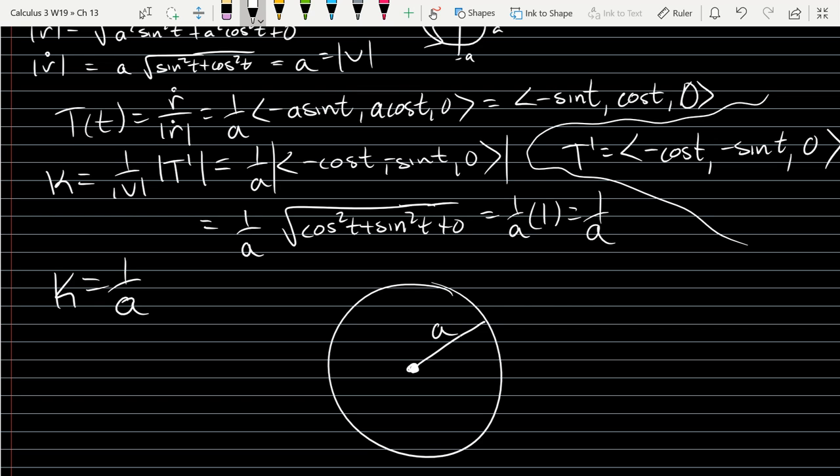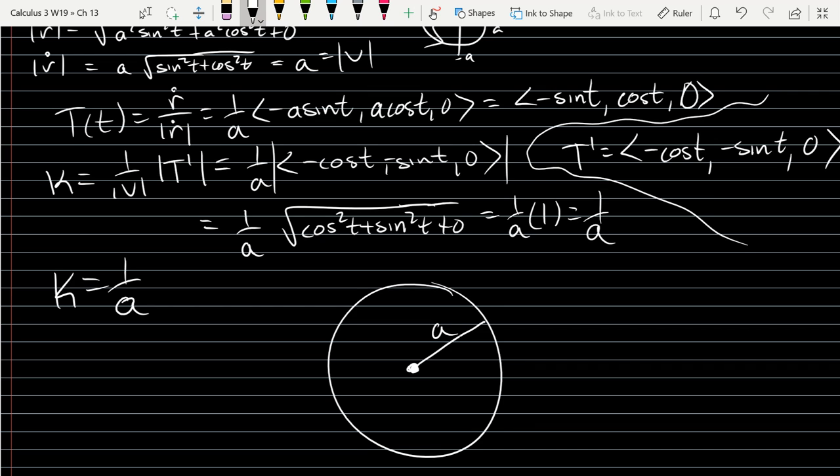So if we're going to drive around a circle track and the radius is huge, so let's say your track is maybe a mile radius. As you're driving, you're barely going to notice that you're turning if your turn is that wide. So it makes sense that if your radius is big, your curvature is really small.